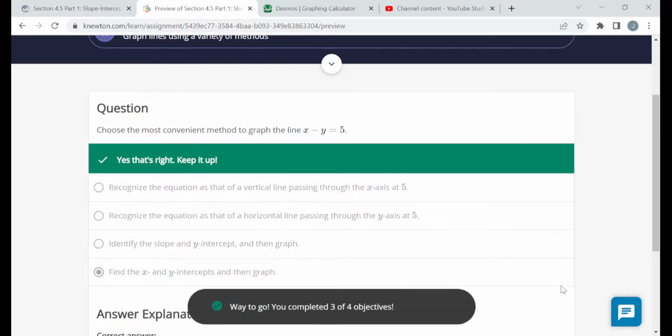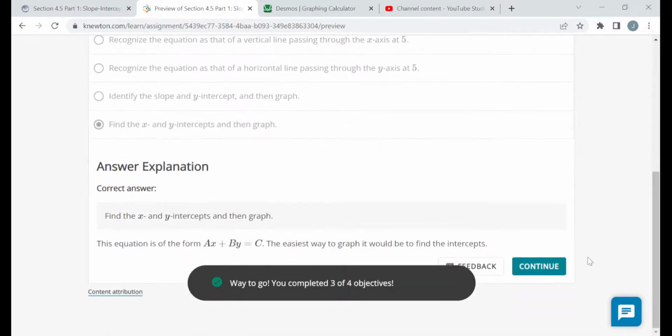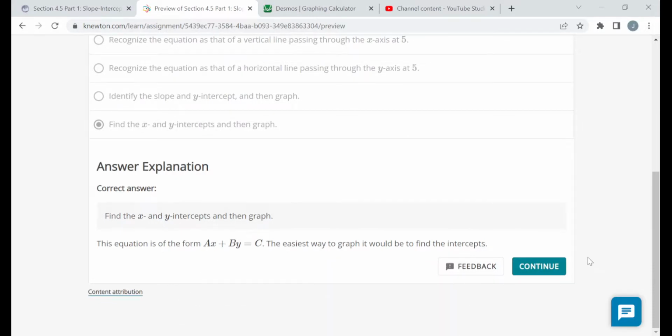Alright, so again, I do apologize for that. So just read the instructions, read carefully. Don't rush through it like I just did. Alright, so again, my bad.